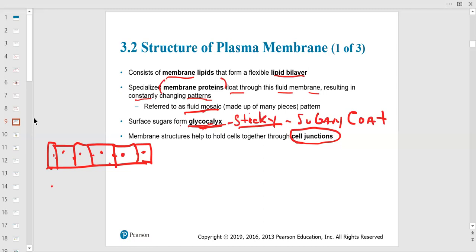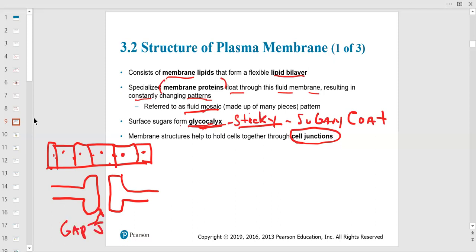But like a neuron, this is the end of a neuron, kind of looks like a knob. And then you get another neuron, or maybe even a muscle cell on the other side. There's a gap junction, so they're not even touching. And that's the one I like to talk about the most, because that's part of muscle and nerve tissue. So that's really important. Got it? Good.